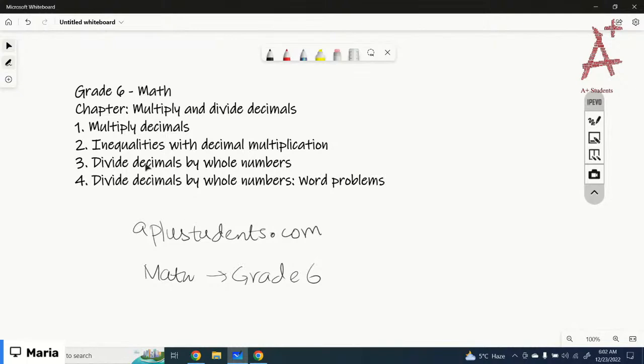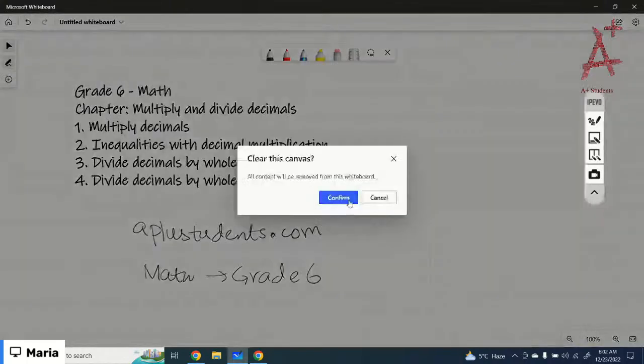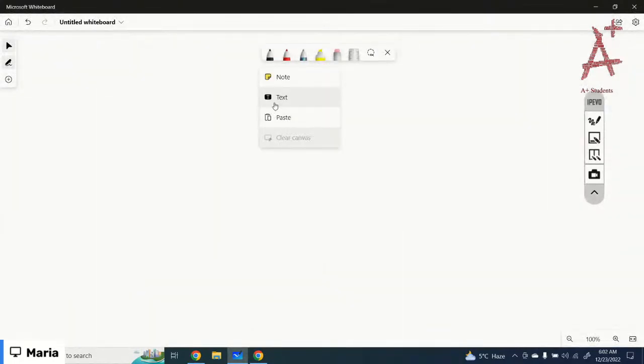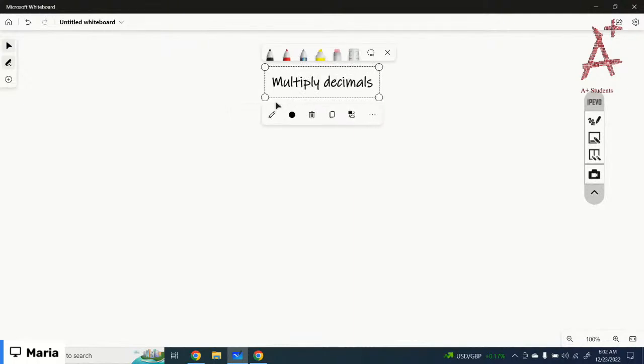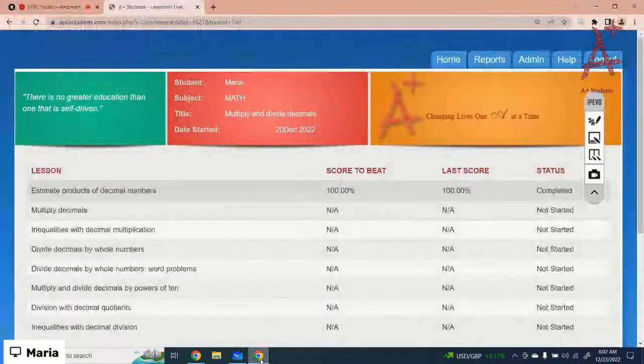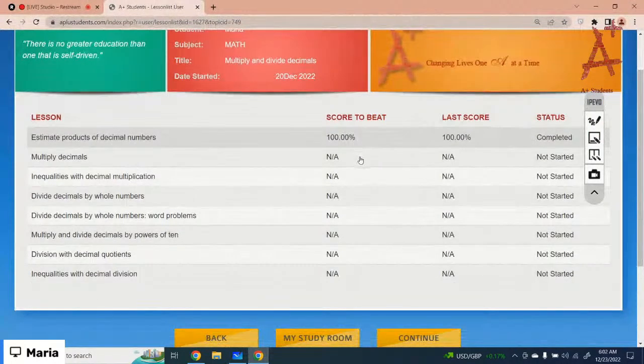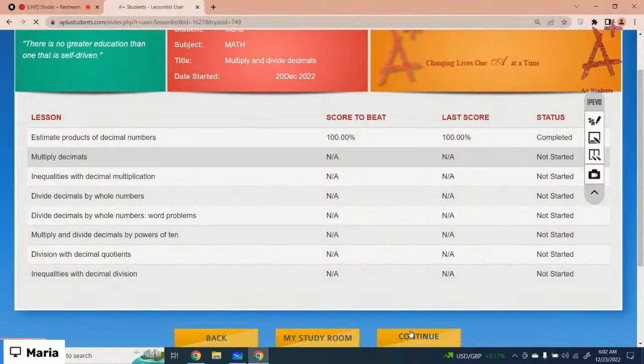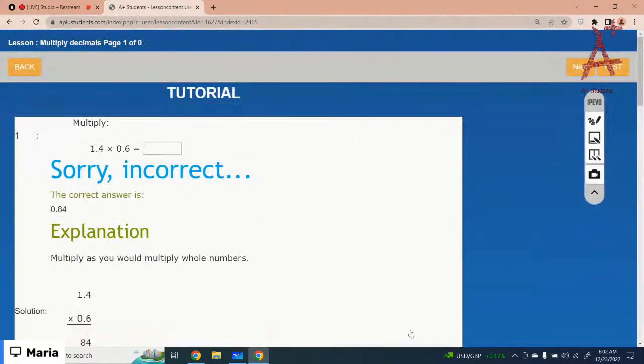Let me just write down the lesson name, then we'll start. Multiply decimals. Okay, here I am on grade 6 maths. The chapter name is multiply and divide decimals, and here is the lesson I'm going to start with: multiply decimals.